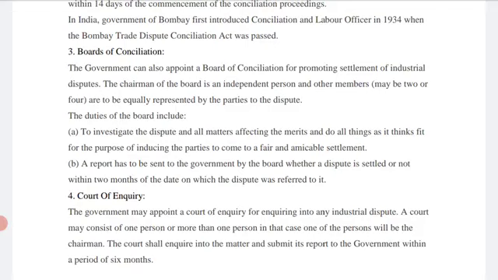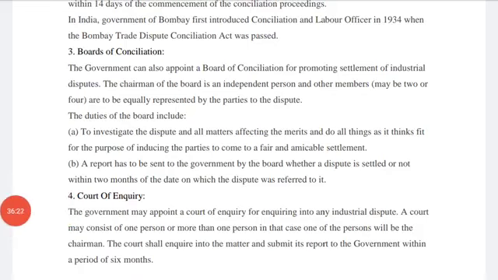Whether it is not settled, then also they are supposed to report it to the government within 2 months of the date on which the dispute was referred to it.